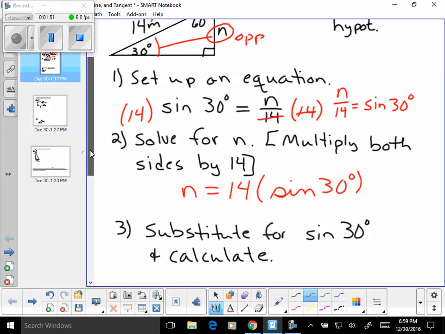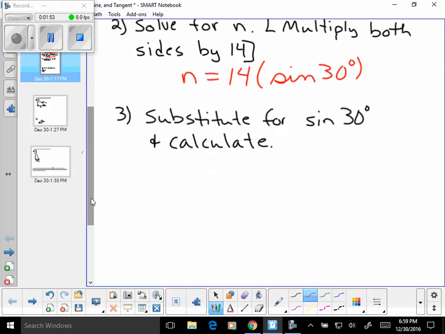Now, I can substitute for the sine of the 30-degree angle. If I use my calculator and find the sine of the 30-degree angle, it will be 0.5. So n is going to equal 7 meters. Now that's the long route. Okay, that's the background for what we're doing here.